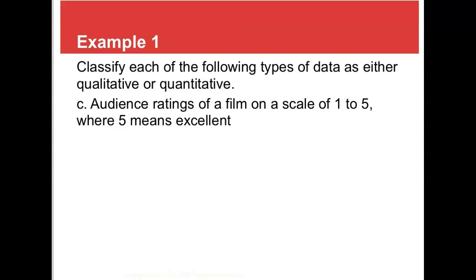Audience ratings of a film on a scale of 1 to 5, where 5 means excellent. Yeah, that's quantitative. It makes sense to average those. That's how we get scores for movies on things like Rotten Tomatoes or Letterboxd. Quantitative. Too many T's. All right.